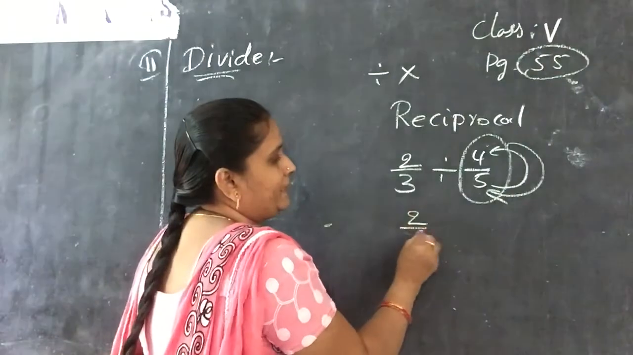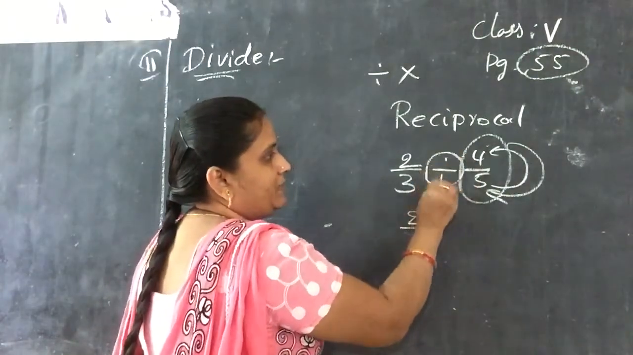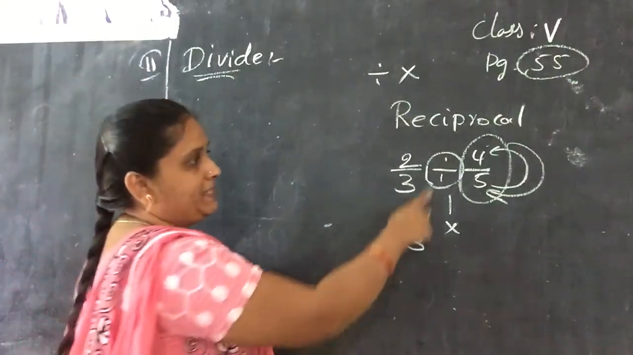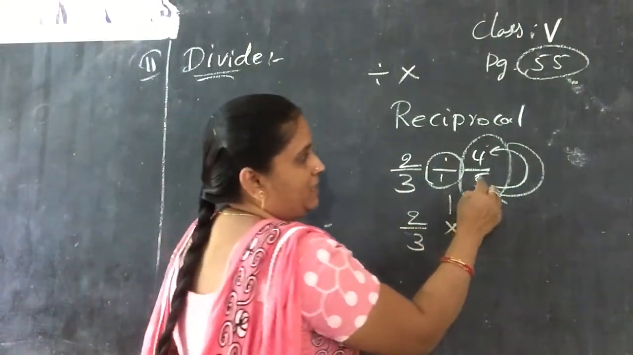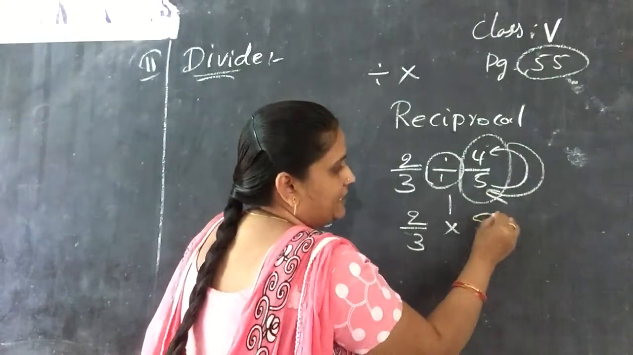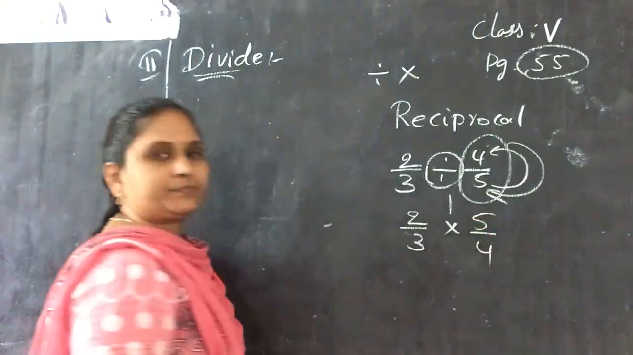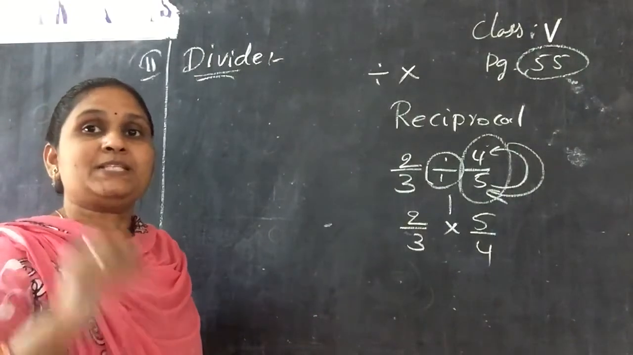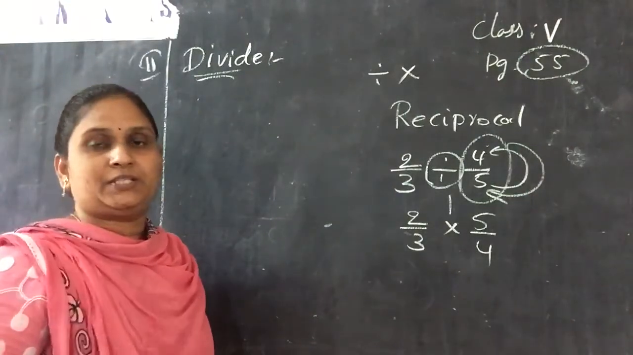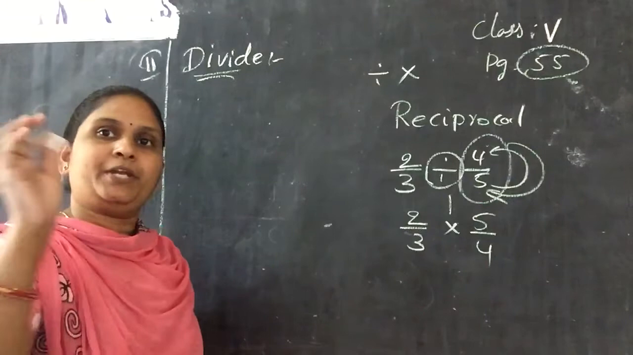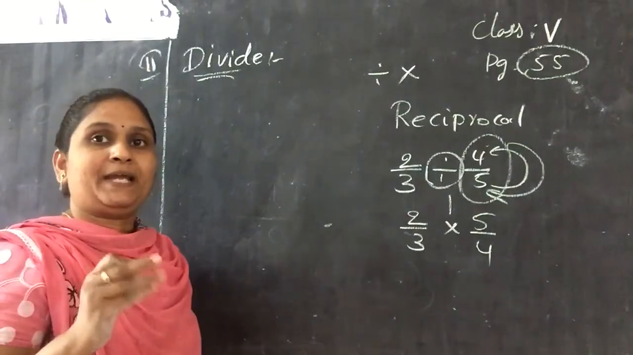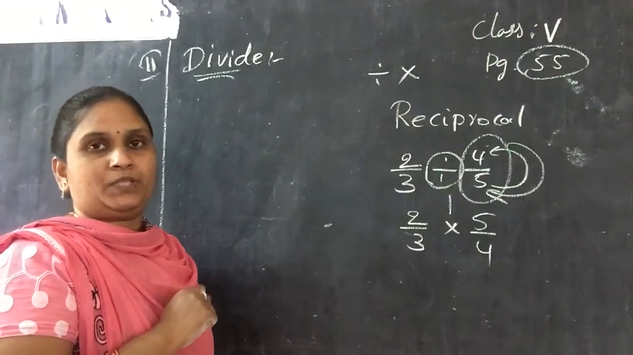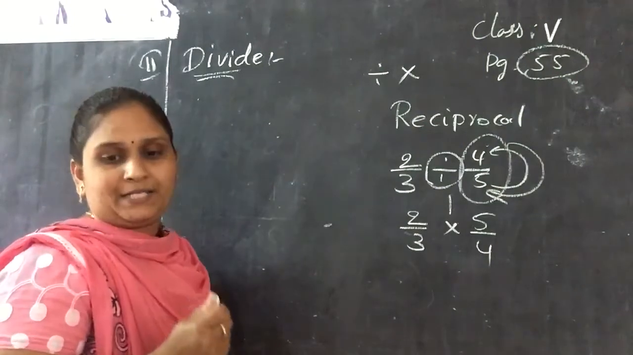It means 2 by 3, now this division will be changed into multiplication. The division symbol is converted into multiplication, and this 4 by 5 will become 5 by 4. This is known as the reciprocal. It means the reverse order of the fraction: numerator into denominator, denominator into numerator, and at the same time we change the division symbol as well.